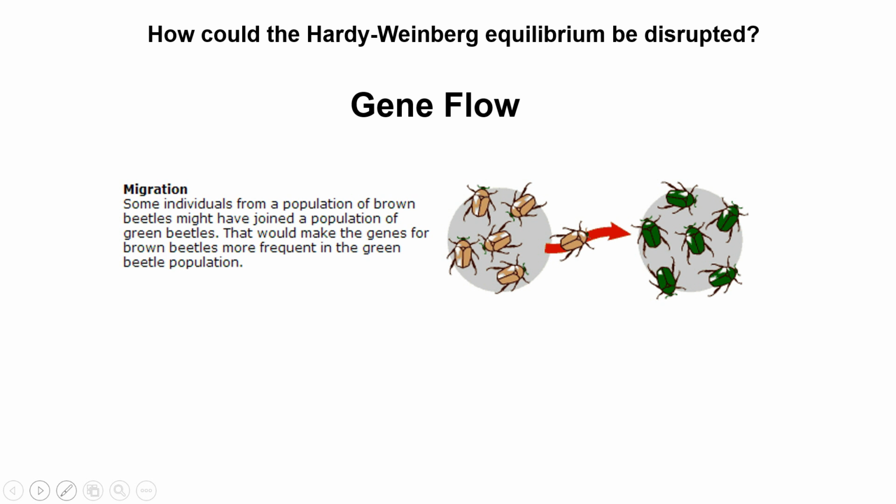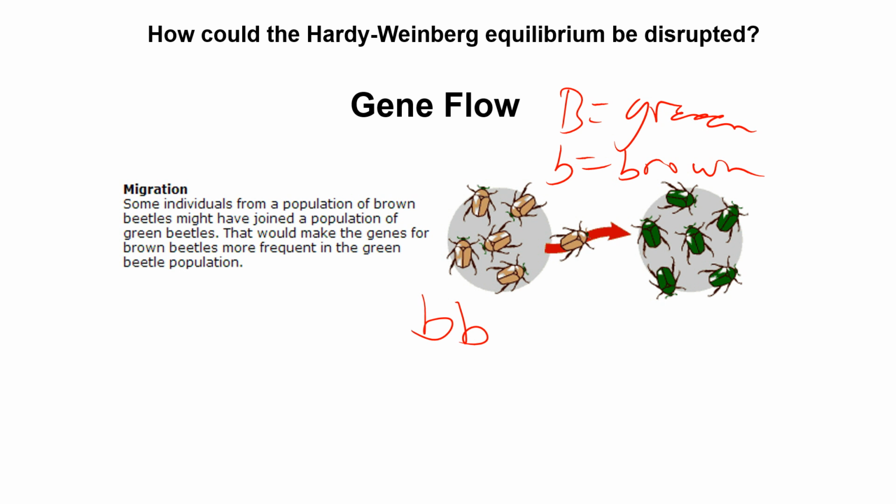Here, for example, let's say that the brown allele is recessive. Let's say the green allele is dominant. So we'll make this green. We'll make this brown. Now since we have these tan beetles, let's say that based on their genotype they are homozygous recessive. And they're coming into this population of beetles. Now let's say, hypothetically, that all these beetles in the population are homozygous dominant.